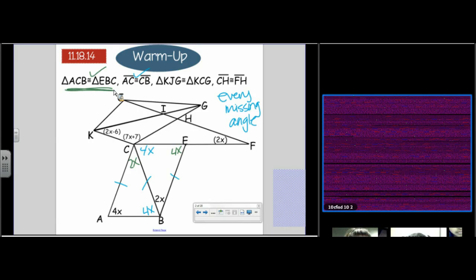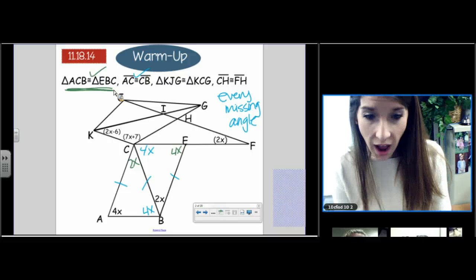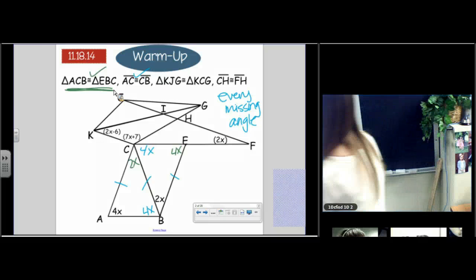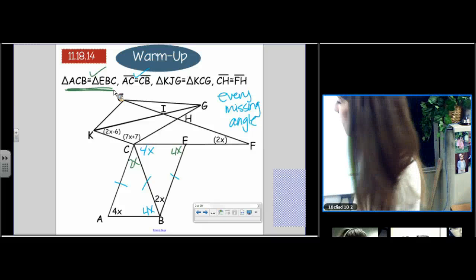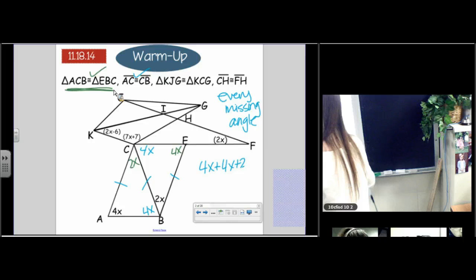Now I'm going to stop. I'm not going to read my next given. I'm going to stop and see what I can solve for. I can solve for all of those missing angles, right? Because I know that the angles of a triangle add up to 180.